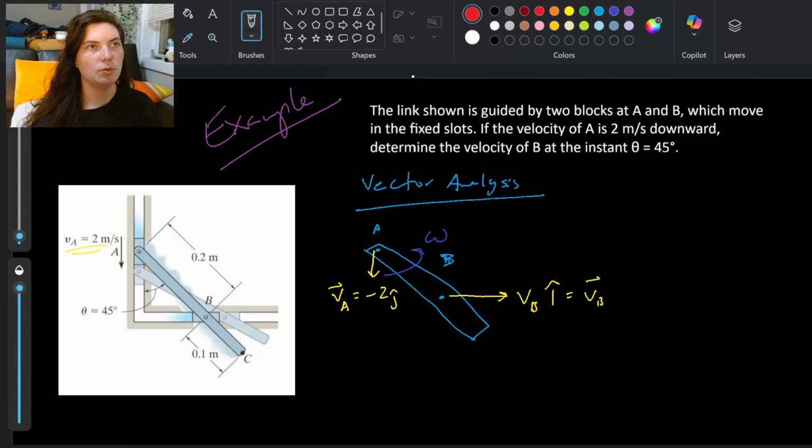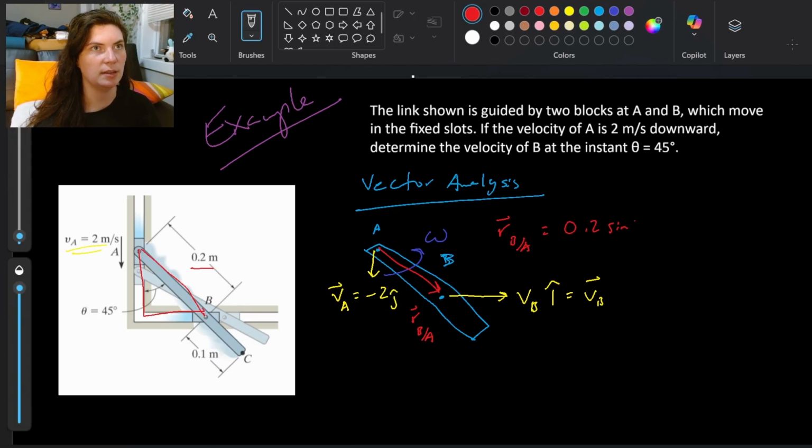And then finally, the last one we need is that position vector, R B with respect to A. That's our position vector from B to A. If we create this position vector, B with respect to A, this is where our 45 degrees comes into play. We have an overall length here of 0.2 meters. And so our position vector, we're just going to get our x component and y component of that.